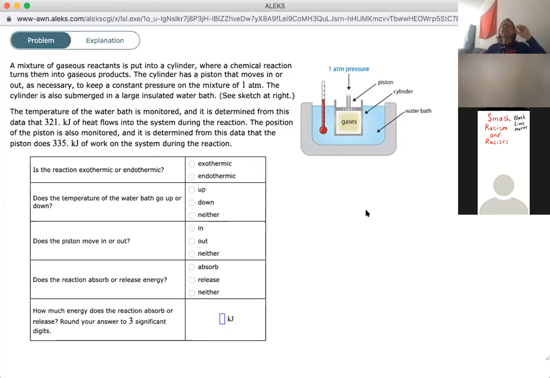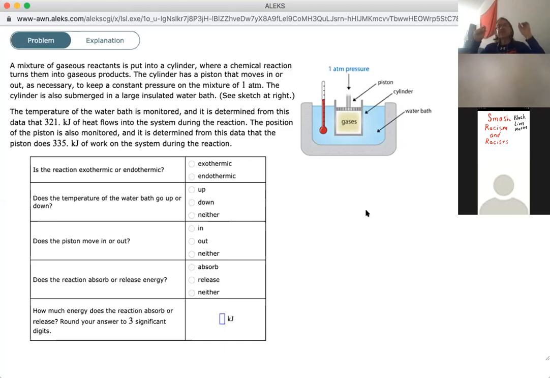So here's the deal. The 335 kilojoules of work, that's all about the position of the piston, okay? So mechanical work is a position issue. It's essentially potential energy and kinetic energy.